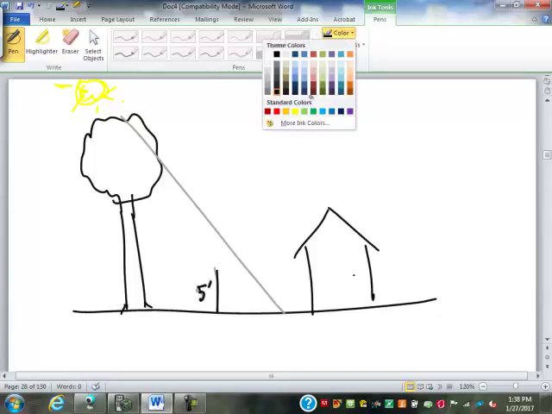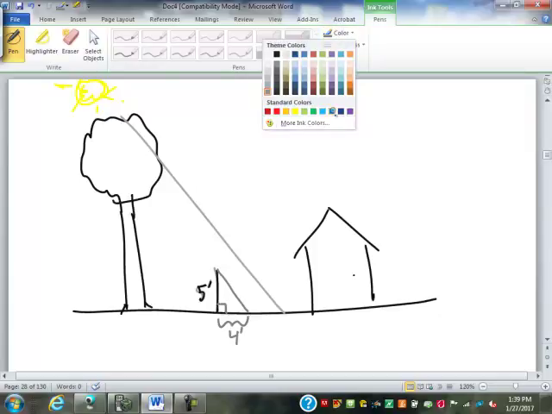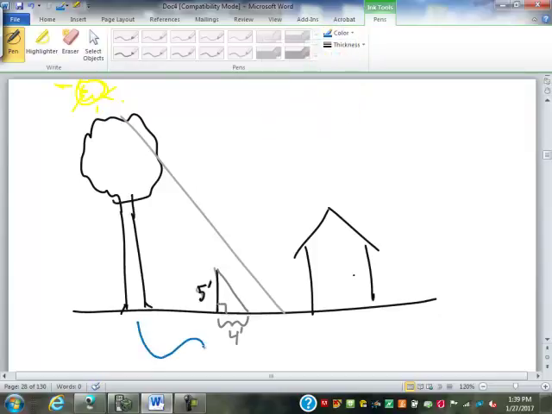And he measures, and he holds it straight up. Uses a level to keep it straight. And he measures its shadow. And he notices the shadow of that stick is 4 feet. So now he measures the shadow of the tree, and the shadow of the tree is 52 feet.